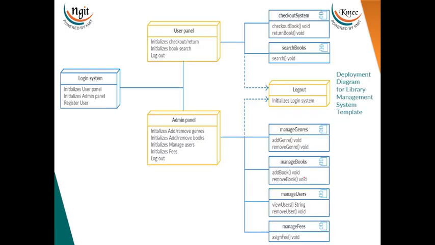This is the one. And this is what you call your library login. Login system, initialize user panel, admin panel, user register, initialize checkout return, initialize book search, logout, admin panel, how it works out. It means this is how the front page looks for the software. Checkout systems, it is a deployment diagram. Search book, it is also a deployment diagram. Search, log out, what the software is, and the deployment diagram for the library management system. Manage books and all those things are related.